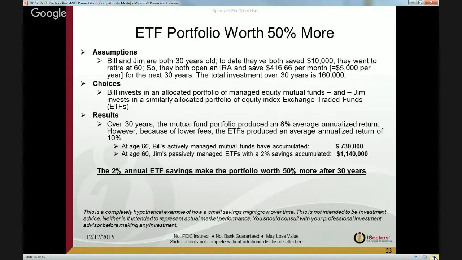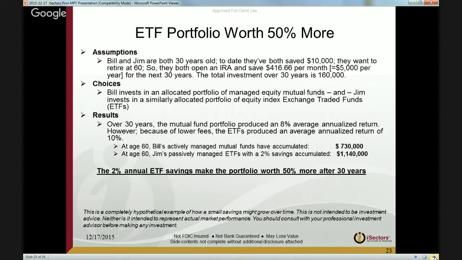To share with you how powerful a 2% savings in investment costs can actually be to an investor's portfolio, I want to illustrate a case study here of what that 2% cost savings looks like over a 30-year period. Let's take two investors, Bill and Jim. They're both 30 years old, and to date, they've both saved $10,000, and they want to retire at age 60. So they both invest in an IRA and save $416 a month, or $5,000 a year for the next 30 years. The total investment over 30 years is $160,000. Well, Bill invests in an allocated portfolio of managed equity funds, while Jim invests in a similarly allocated portfolio of equity indexed exchange traded funds.